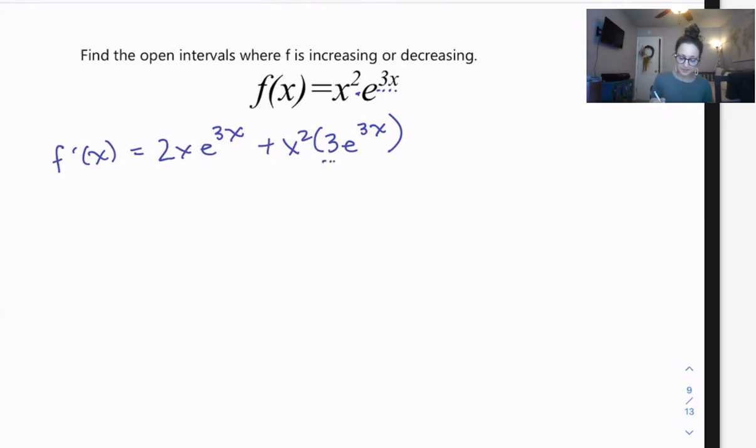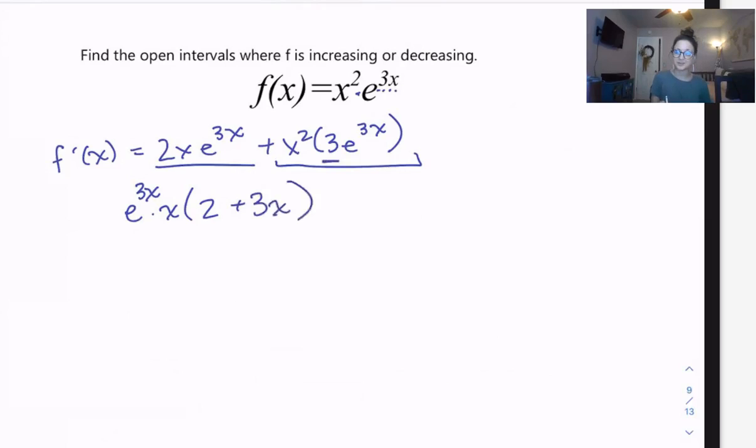So let me clean this up a little bit. We can take out a factor of e to the 3x for sure, as well as x, right? So if I take out that GCF, from this term, I'm left with just a 2. And then in this term, I'm left with this 3 and the x squared. So I'm going to put the 3x here. Okay, this is never going to be undefined, so to find critical points, all we need to do is check for 0. Again, it's not a fraction, not a rational function. So let's be careful here. You basically have 3 factors. You have e to the 3x, you have x, and you have 2 plus 3x.